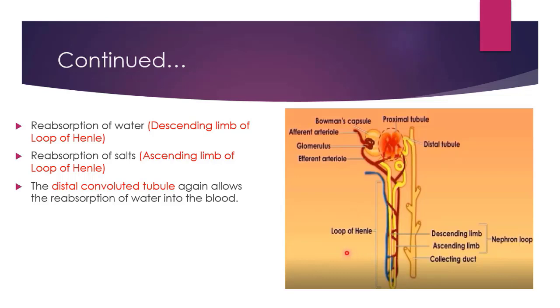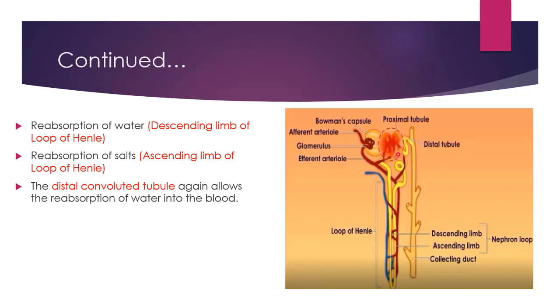In the structure of the nephron, there is a loop of Henle which consists of two important limbs, that is the descending limb of the loop of Henle and the ascending limb of the loop of Henle. The reabsorption of water occurs in the descending limb of the loop of Henle, whereas the reabsorption of salts occurs in the ascending limb of the loop of Henle.